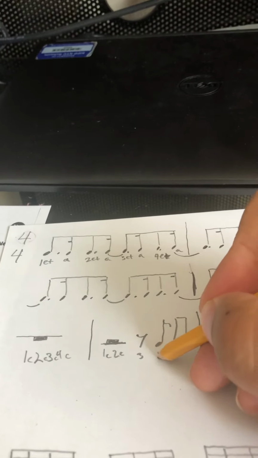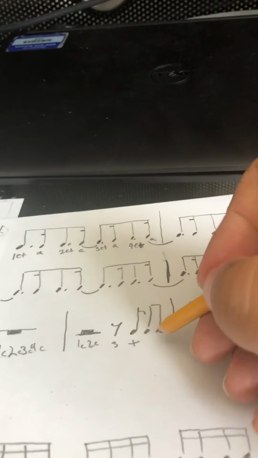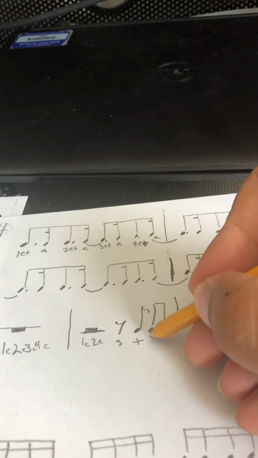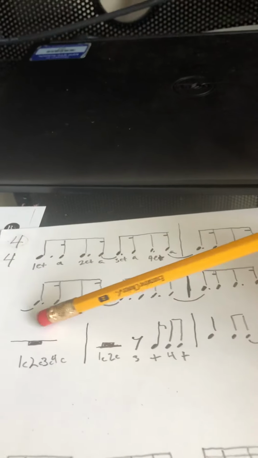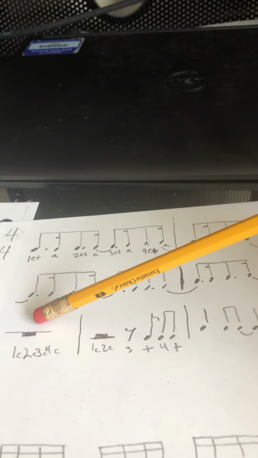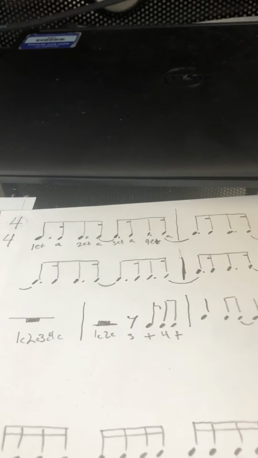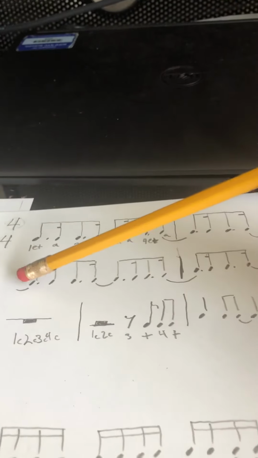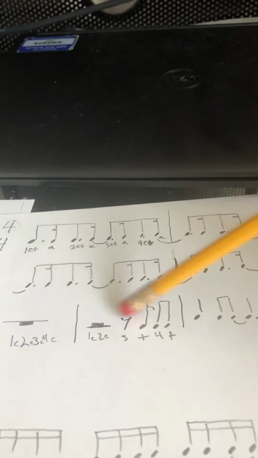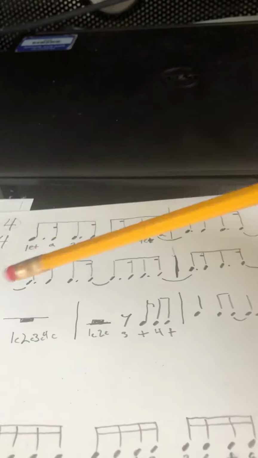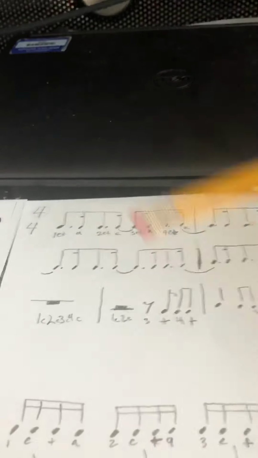So obviously that is the upbeat or the and of 3. And then you have 2 eighth notes consecutive after that as well. 4 and. See how I did that? 1, 2, 3, 4. 1, 2, 3, and 4 and. Do it again. 1, 2, 3, 4. 1, 2, 3, and 4 and. 1, 2, 3, 4. 1, 2, 3, and 4 and.